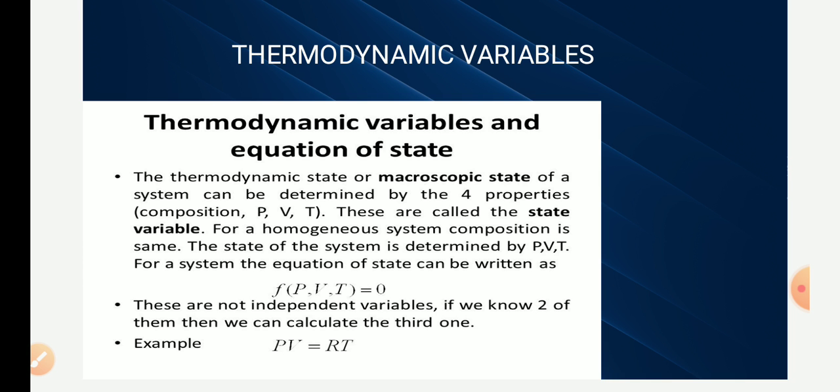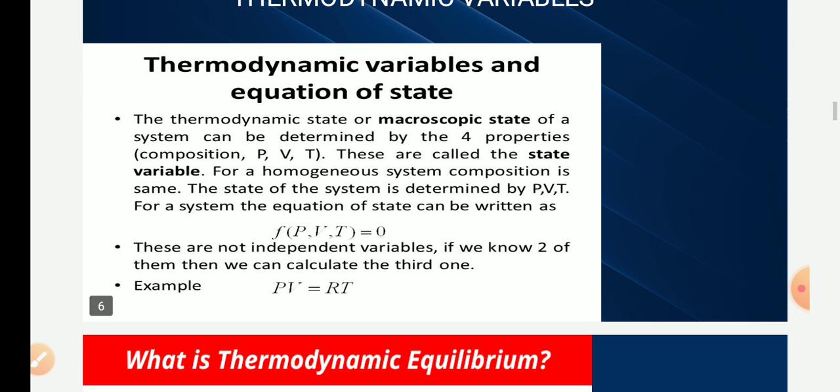For example, pressure, volume and temperature are called thermodynamic variables, or also state variables, because they are the variables used to state the system. Here pressure, volume and temperature are independent, so if we know two values, then we can easily find the third by using the known two values, like PV equals RT.